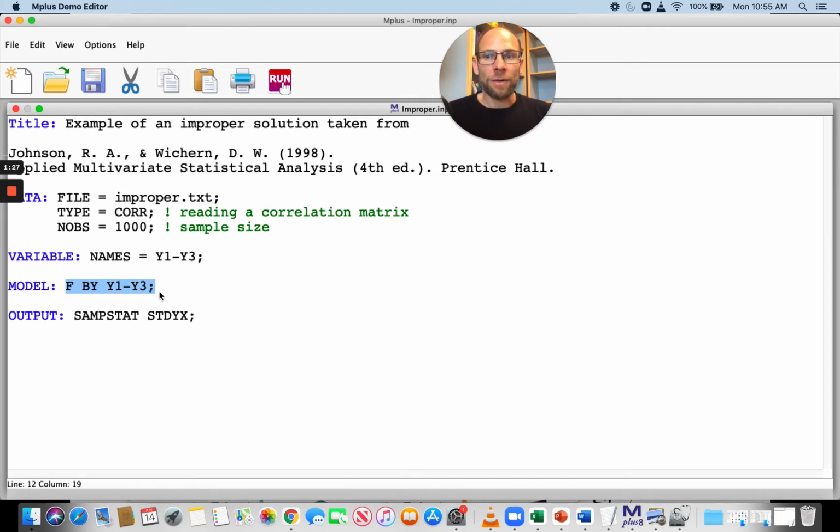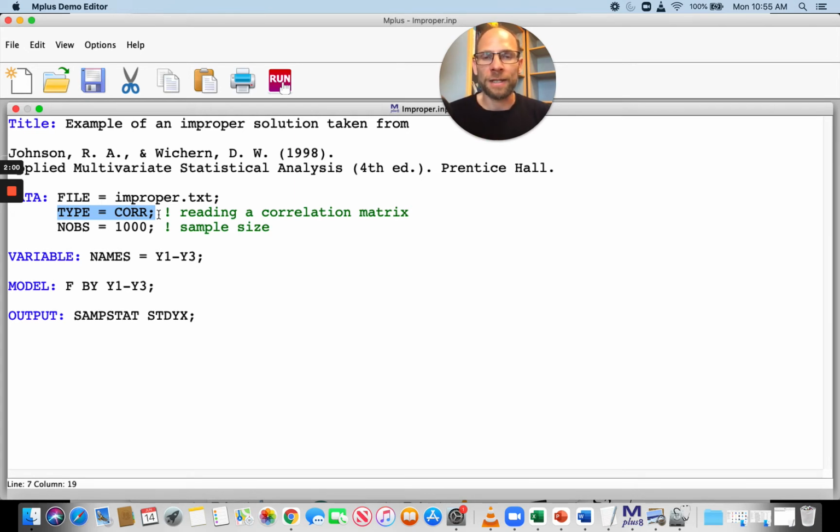Now let's take a look at what happens when we estimate this model here in Mplus for these data. Note that since we're reading a correlation matrix, which is summary data, we have to tell Mplus that the type is core, meaning we're not analyzing raw data and not a covariance matrix, but a correlation matrix. There are some issues with analyzing correlation matrices with confirmatory factor analysis and SEM that I don't want to get into in this presentation. That's a topic for a separate video.